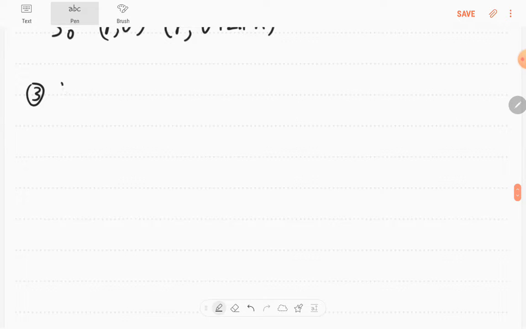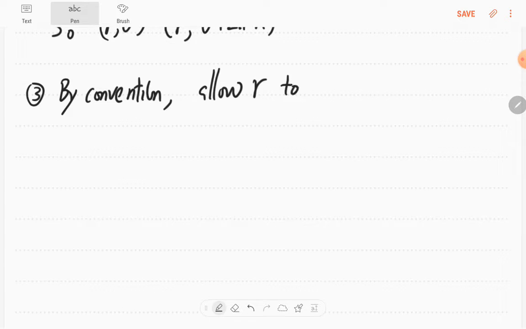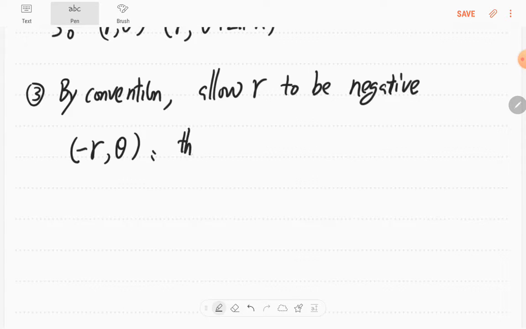Another convention: we also allow r to be negative. But we know that r is the distance, so it's always positive. By convention, though, we can allow r to be negative. So what's the meaning of negative r, theta? Negative r, theta represents the reflection of r, theta about the origin.